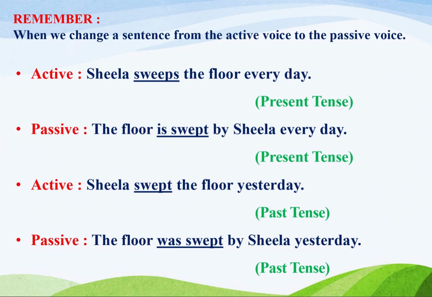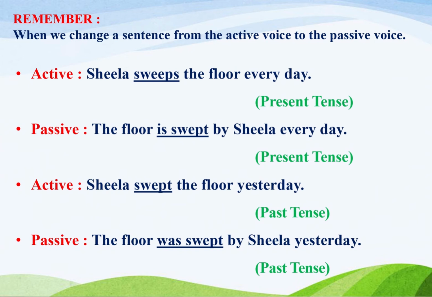There are certain sentences in which, of course, the object and subject change their position, but the tense of the verb remains the same. For example, we see in this slide, Sheila sweeps the floor every day. This is in present tense. Every day, routine; this is a routine of hers. And if we convert it into passive, the floor is swept by Sheila every day. Even in the case of universal truth, the tense will not get changed.